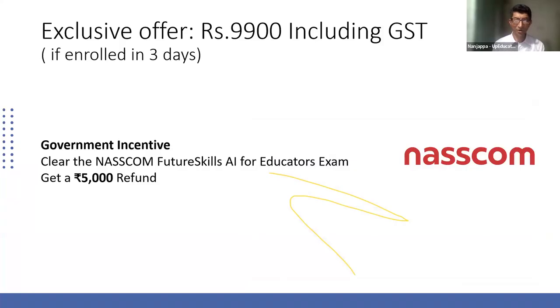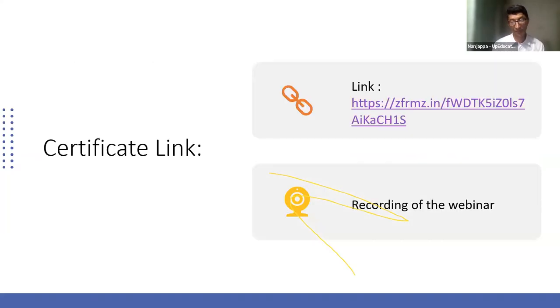And the offer, or rather the surprise for you all, is when you clear the exam that I told you about from NASSCOM, you will be getting a 5,000 rupees refund. Okay, once again, 9,900 is the cost of the course. When you clear the examination from NASSCOM, which we will train you for, you will be getting a 5,000 rupees refund on the course. So that way, it's a wonderful option for all of you.